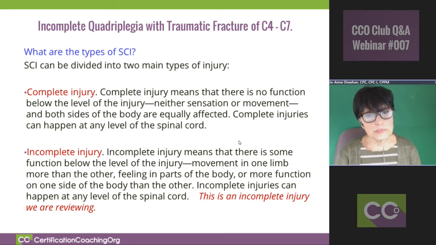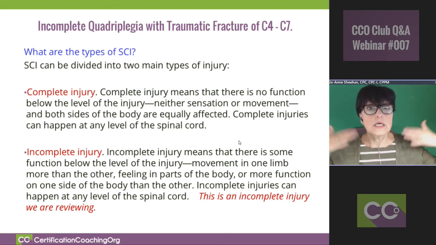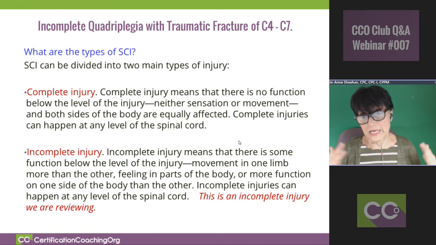And an incomplete injury means that there is some function below the level of the injury: movement in one limb more than the other, feeling in parts of the body, and in other parts there's no feeling, more function on one side than the other. Incomplete injuries can happen at any level of the spinal cord as well. But again, we're focusing on the cervical area, so that's affecting from here down.